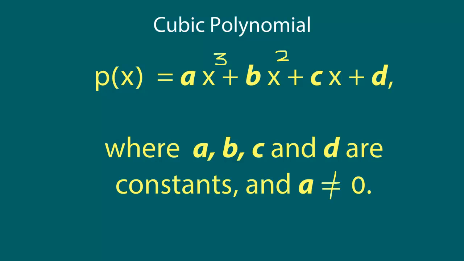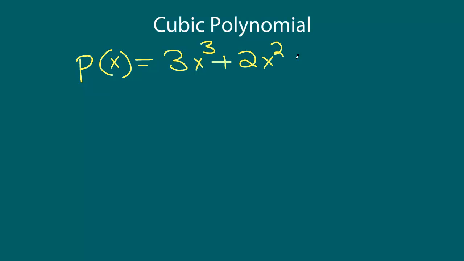So let's take a look at some examples to further drive this point. Say, for example, let's write some cubic polynomials. This is a polynomial in variable x. I'm going to write some random polynomials: 3x cubed plus 2x squared plus x minus 2. So here we have a polynomial that has the a, the b, the c, and the d.